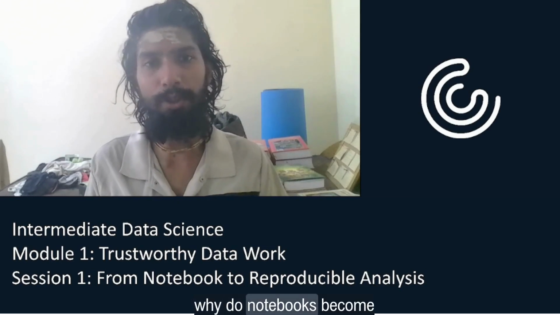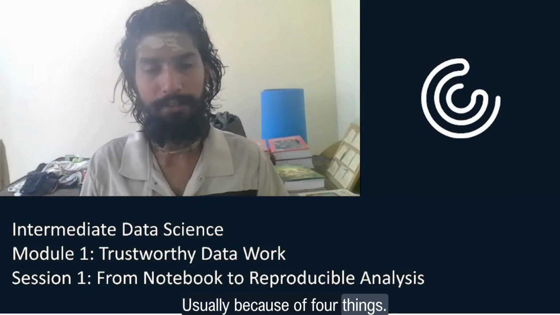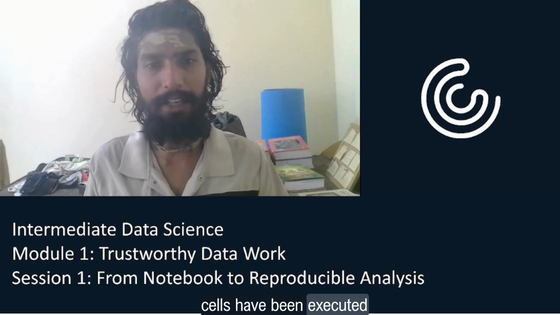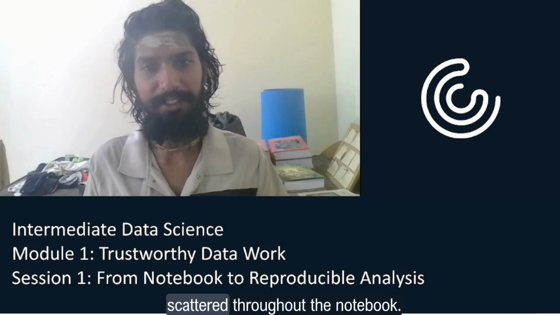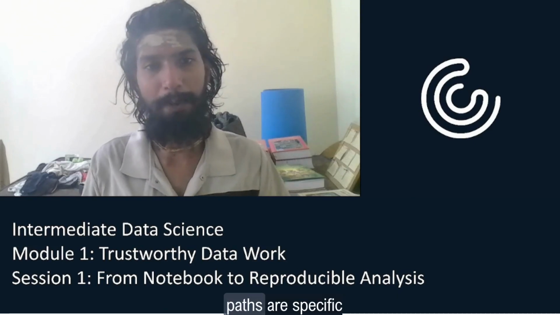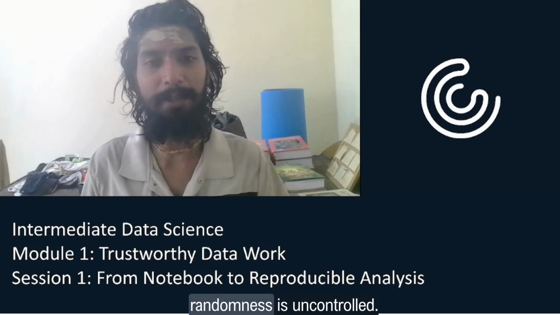Now, why do notebooks become unreliable? Usually because of four things. First, cells have been executed out of order. Second, configuration values are scattered throughout the notebook. Third, paths are specific to one person's computer. And fourth, randomness is uncontrolled.